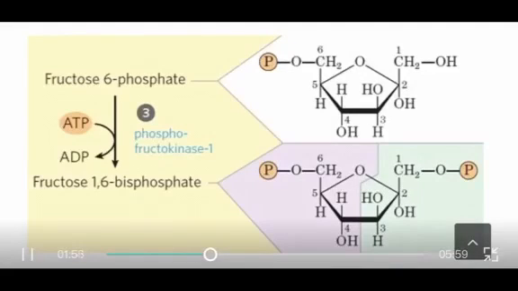Step number 3. Phosphorylation of fructose 6-phosphate. This step is the second priming step of glycolysis, where fructose 6-phosphate is converted into fructose 1,6-bisphosphate in the presence of the enzyme phosphofructokinase. Like in step number 1, the phosphate is transferred from ATP while some amount of energy is lost in the form of heat as well.